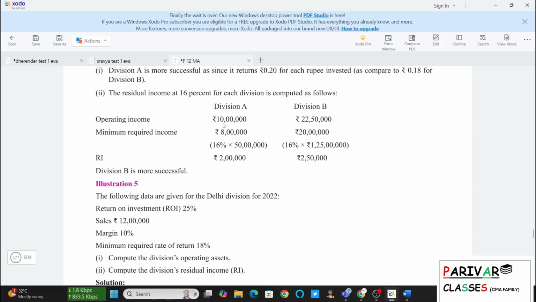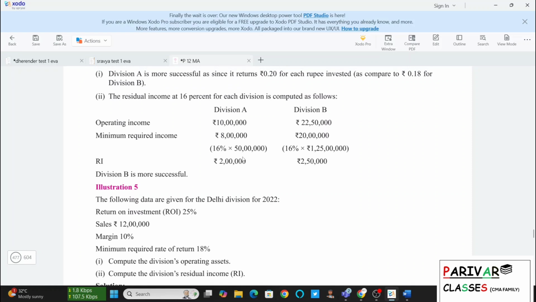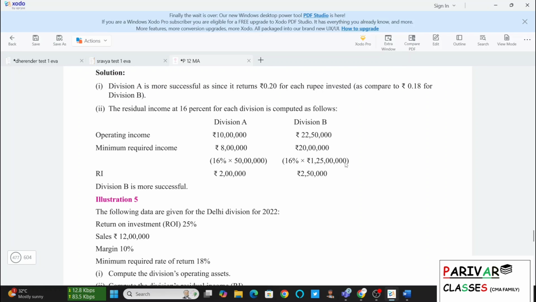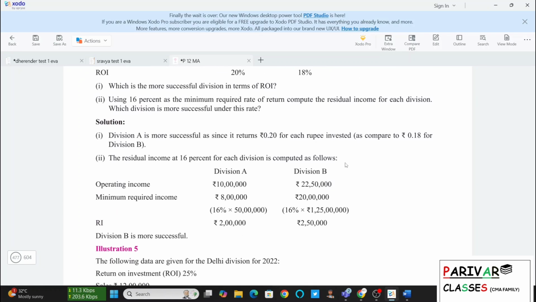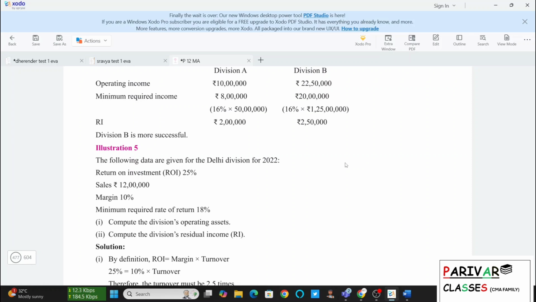Here now we are comparing extra income over and above investors' expectation. What is the extra? Investors' expectation we calculated on investment only. We calculated 16 percentage on 50 lakhs. We calculated 16 percentage on 1 crore 25 lakhs. Here we took the effect of investment difference. Whatever the difference in investment, we took the difference. Over and above that requirement, what is the extra figure they are earning? That is this 2 lakhs and 2 lakh 50,000. I think you at least got some 20% understanding. With this level of understanding, we will move to illustration 5.